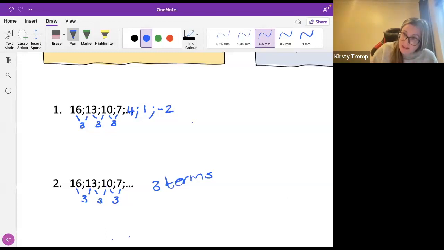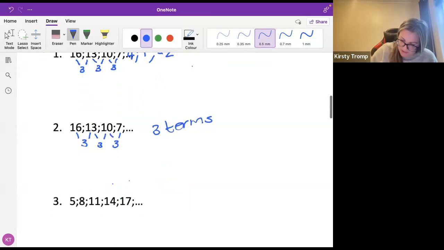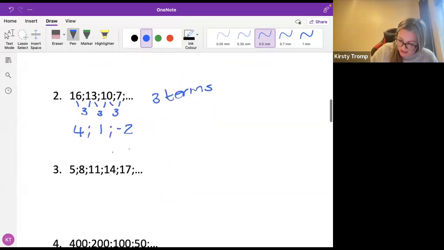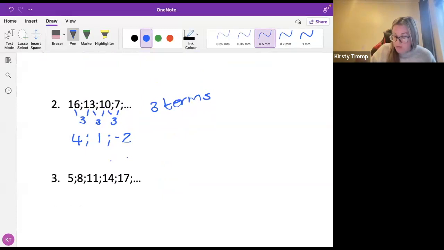So each time I'm subtracting 3 here, so my next 3 terms, if I subtract 3 from 7, I'm going to get, oh, it's exactly the same question. Oh, I'm so sorry, guys. I was so busy answering questions, I didn't even notice. It's going to be 4, it's going to be 1, and negative 2 again. Apologies. Maybe that's what you were looking to tell me. All right, go to number 3 all by yourself.